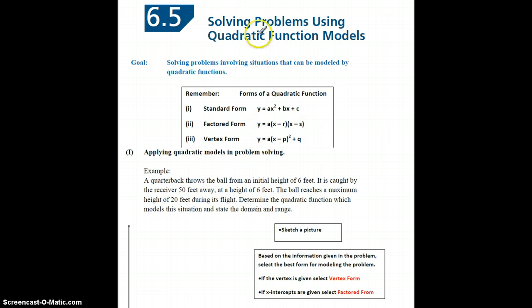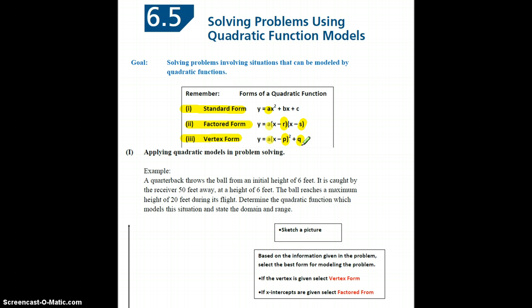You have to remember the three forms of quadratic equations that we looked at. Those have been standard form, ax squared plus bx plus c. We have factored form, where r and s are roots or x-intercepts. And we have the vertex form, where we have the vertex, p and q, and the value of a.